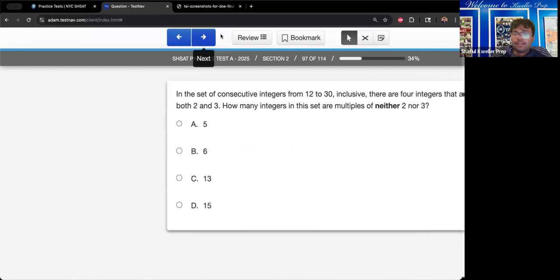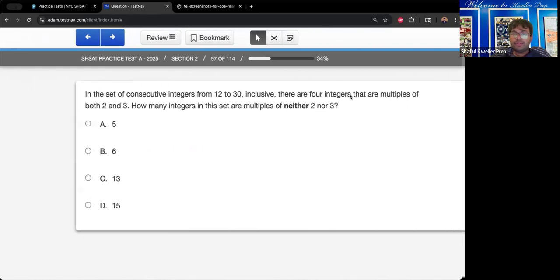A set of three consecutive integers from 12 to 30. Four integers are multiples of both 2 and 3. How many integers in the set are multiples of neither 2 nor 3?